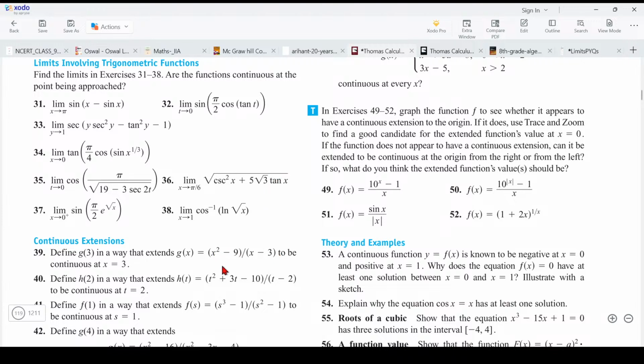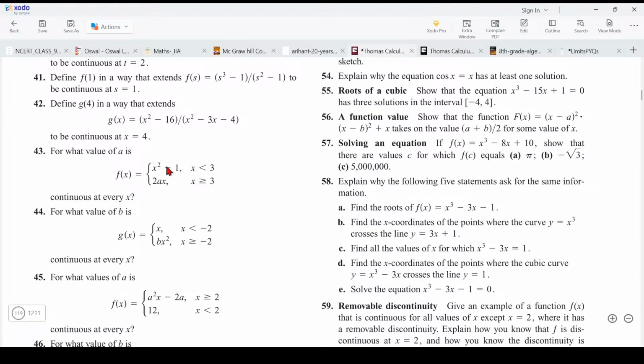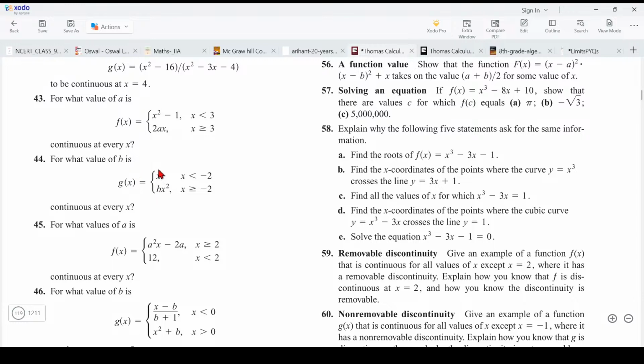So this one, if you have to extend this at continuity, basically this becomes x plus 3. So if you made f of 3 as 6, then this becomes continuous because there is a single hole. Whenever there are holes, you just fill the hole. And whenever you are given these functions, we just need to ensure that at x equals to 3, this value should be equal to this value. Both limits should exist. So 3 squared minus 1, which is 8, should be equal to 2a into 3, 6a. So a becomes 8 by 6. Similarly, you can define b to make it continuous.